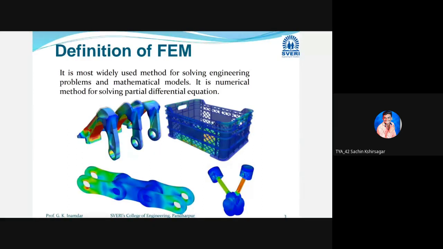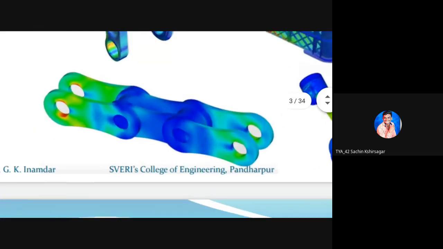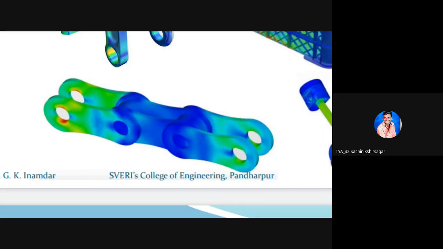Suppose if you see the third image. The third image is showing a vehicle or bicycle chain. Now where is the maximum stress, where is the maximum loading, the shear loading? Different types of loading are also available, and that will be shown with the help of different colors.